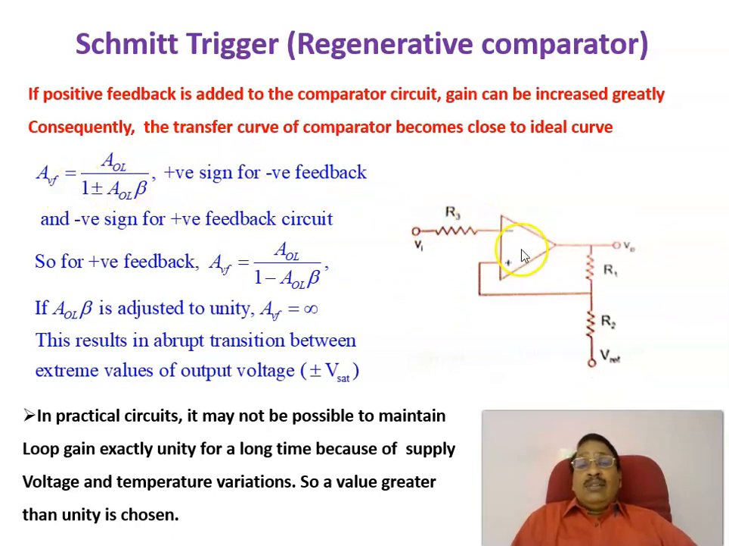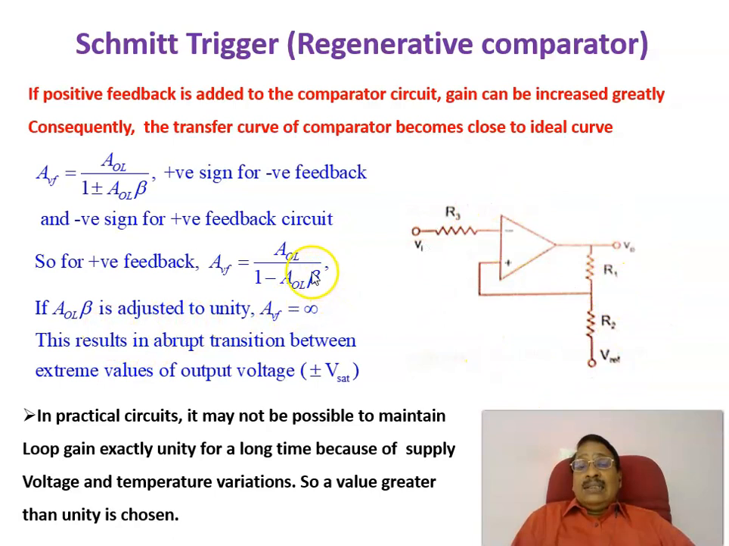As you know, the gain with feedback is given by the open loop gain divided by 1 plus or minus open loop gain into beta. This is the basic equation of a closed loop gain. If it is negative feedback, it will become a plus sign, and if it is positive feedback, this will become minus. Therefore, for this positive feedback circuit, the gain with feedback AVF equals open loop gain divided by 1 minus AOL into beta. This is the basic equation of the closed loop gain of this Schmitt Trigger.